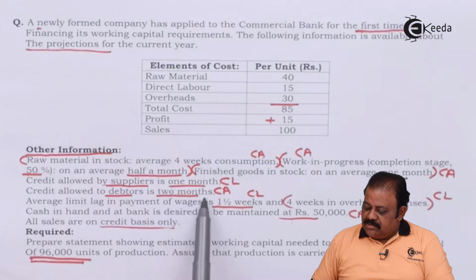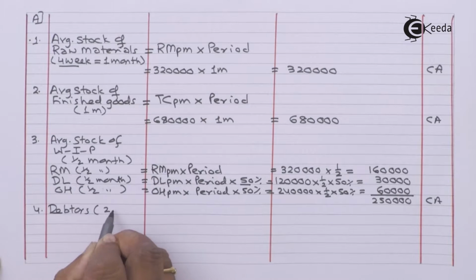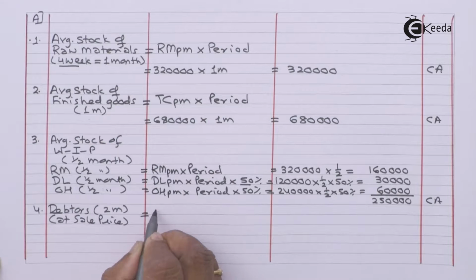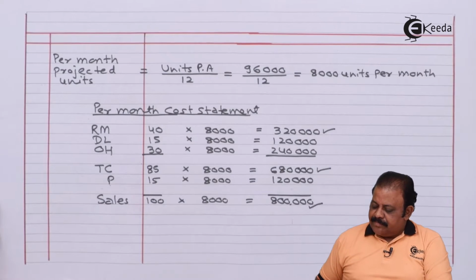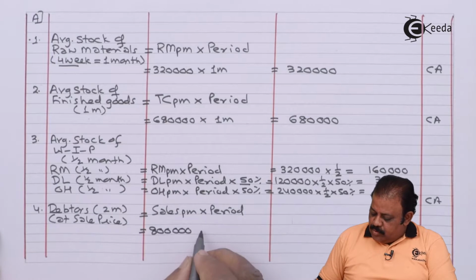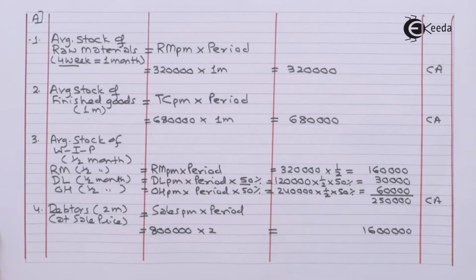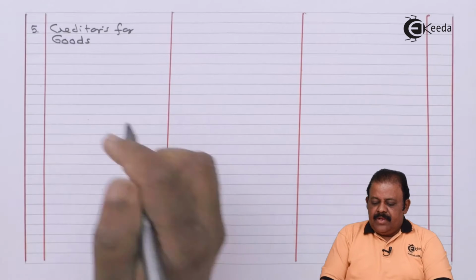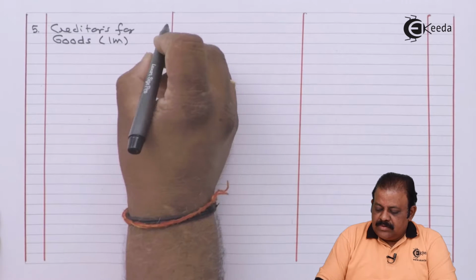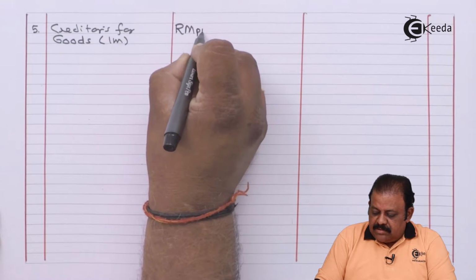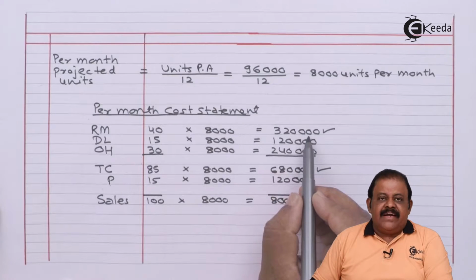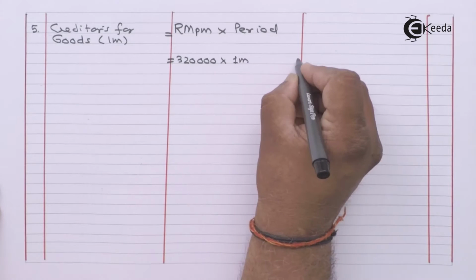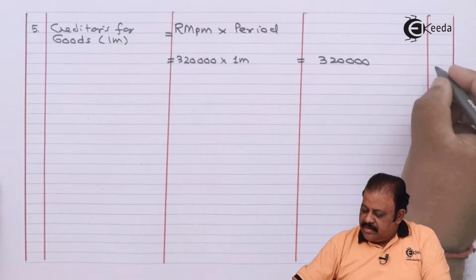Credit allowed to debtors is 2 months. Sales per month we have 8 lakhs, multiplied by period 2 months, 16 lakhs. This will be part of current asset. Credit allowed by suppliers is 1 month. Creditors for goods 1 month. Raw materials per month required multiplied by period. Per month raw material requirement is 3,20,000. It will be a current liability.